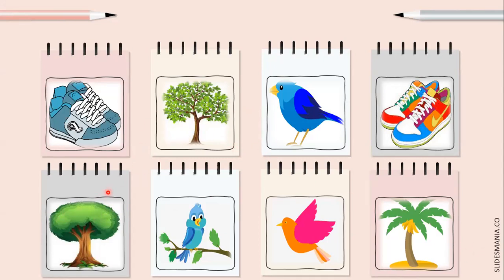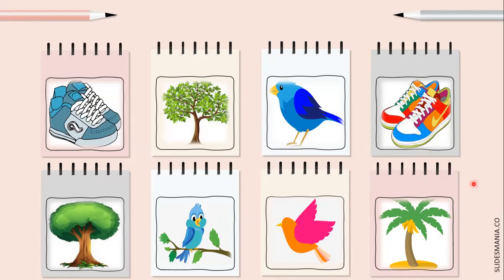And what could the other one be? Birds. A set of birds. We have them in the third picture, the sixth, and the seventh picture. So, how many groups are there? Three groups. Very good. We have the groups of shoes, trees, and birds.